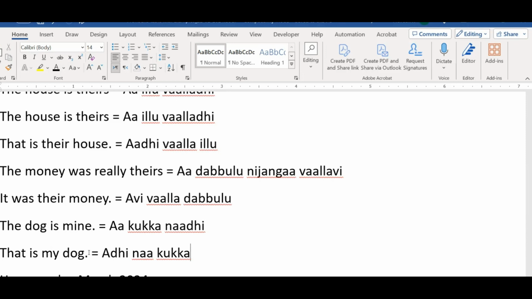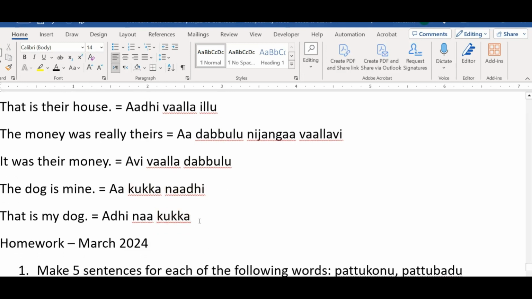So this is the modified one. The dog is mine. That is my dog. Adi na kukka. Adi a kukka nadi. This is a difference. Okay. Adi na kukka, yeah.